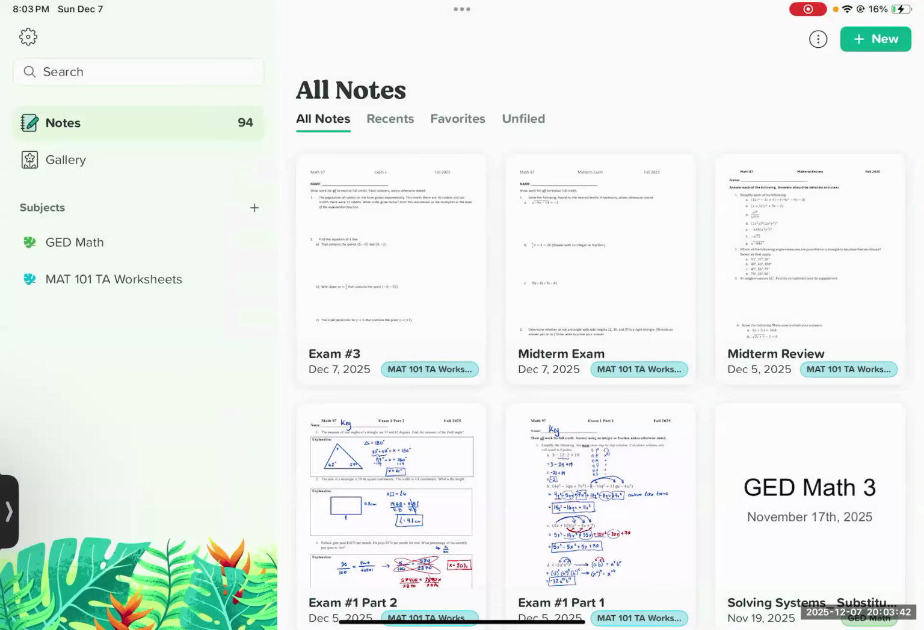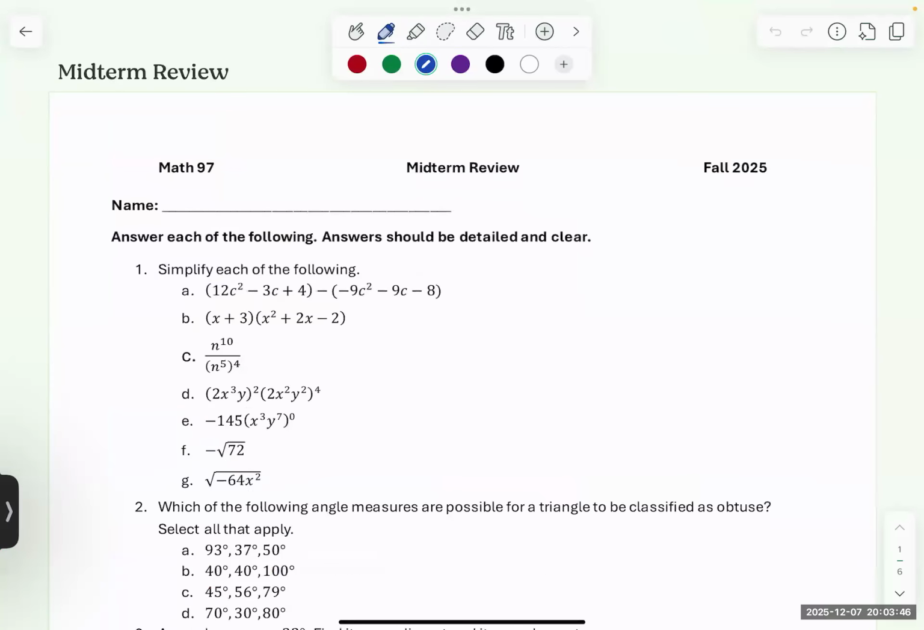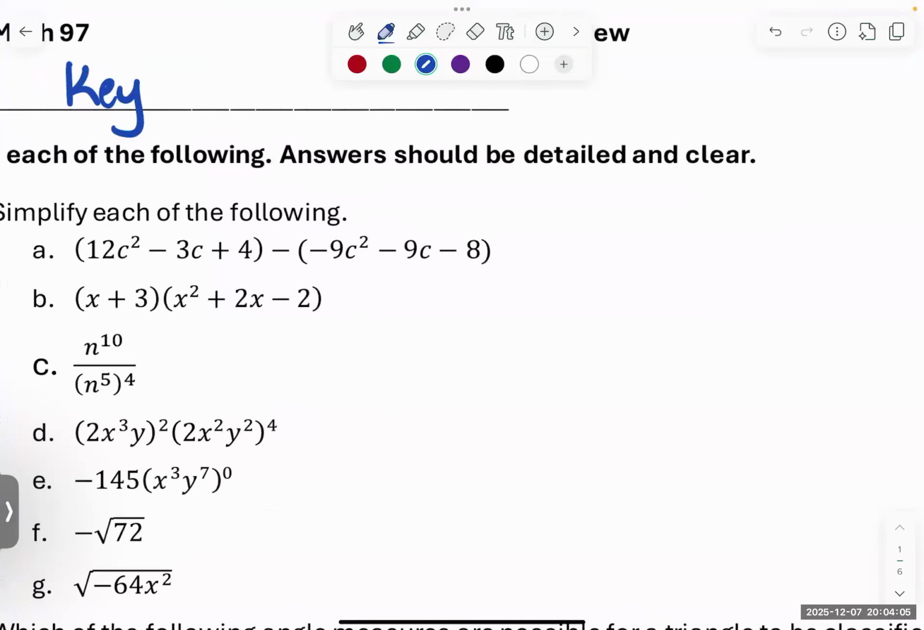Okay, hello everyone. I'm going to be going over the midterm review. So again, if you want to follow along, you're free to do so by changing the speed of the video. Okay. Let's start. So simplify each of the following.